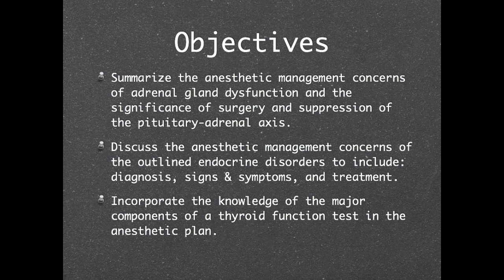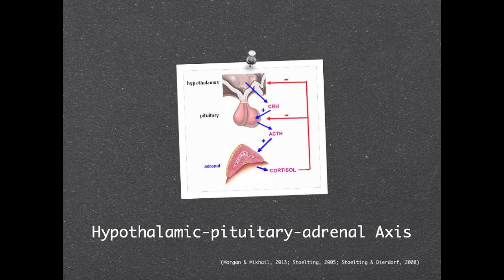It starts with summarize the anesthetic management concerns of adrenal gland dysfunction and the significance of surgery and suppression of the pituitary adrenal axis, as well as discuss the anesthetic management concerns of the outlined endocrine disorders to include diagnosis, signs and symptoms, and treatment, as well as incorporate the knowledge of the major components of a thyroid function test in the anesthetic plan. Starting with Objective 1, I want to begin by talking about the hypothalamic pituitary adrenal axis.